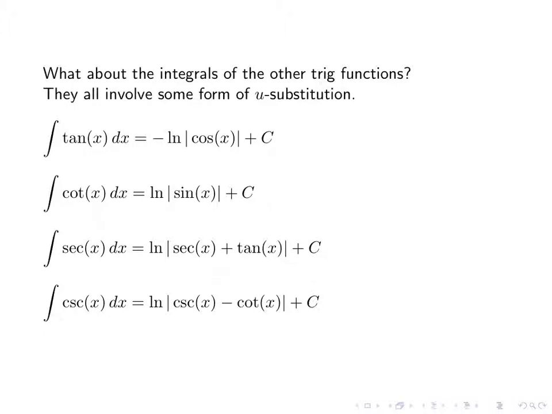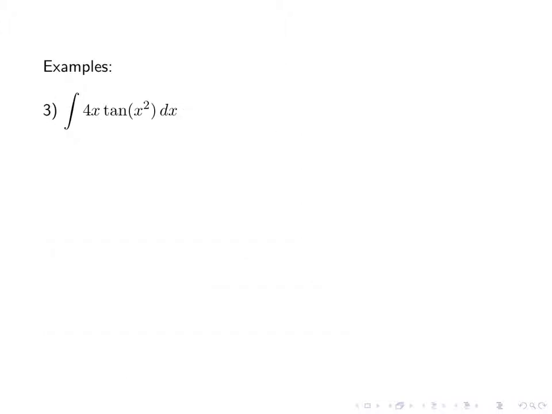And we'll see in the next couple sections where the ln comes from, since we're doing these out of order. But again, just for now, believe me. You can read into the book if you want about the why. So we're going to do some examples involving those guys. Our first example is the integral of 4x tangent x squared dx.